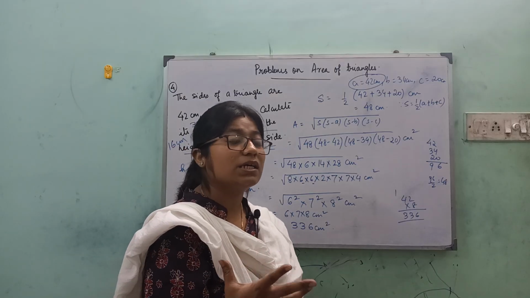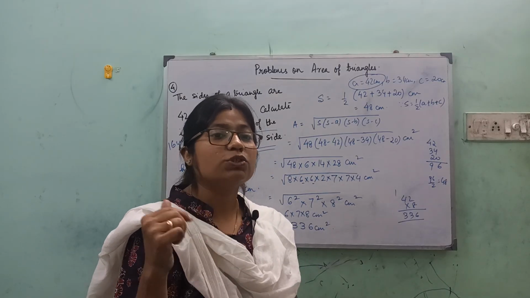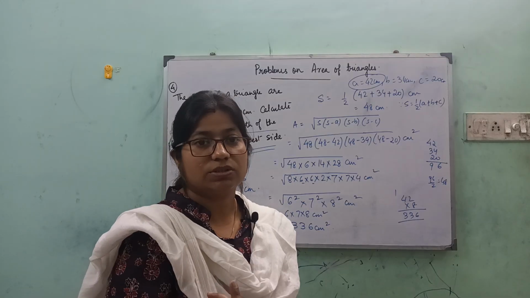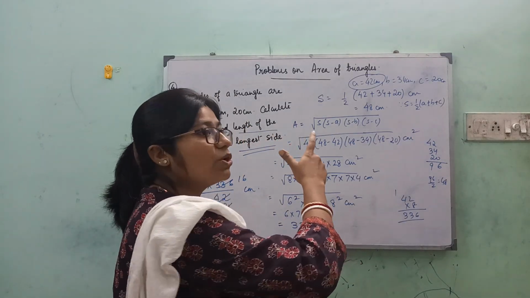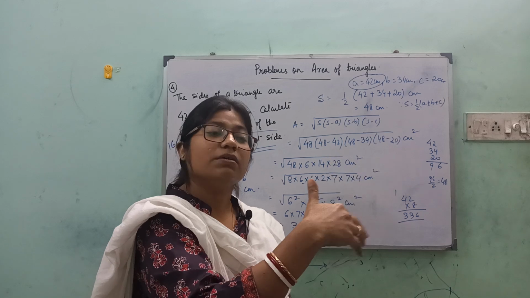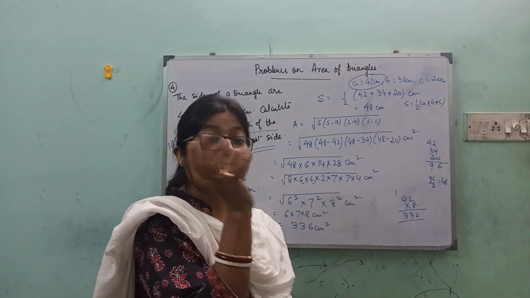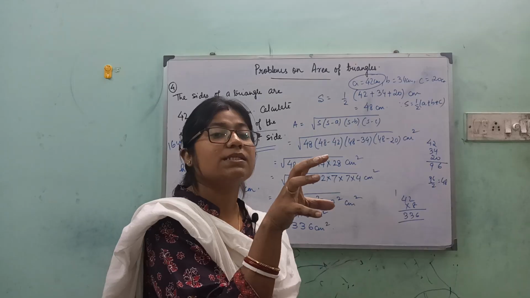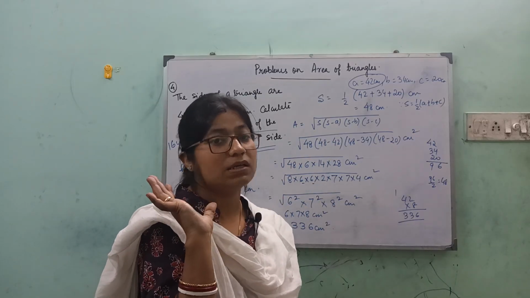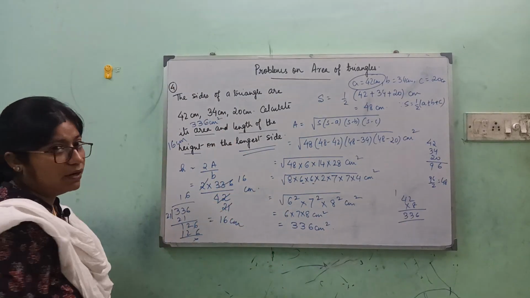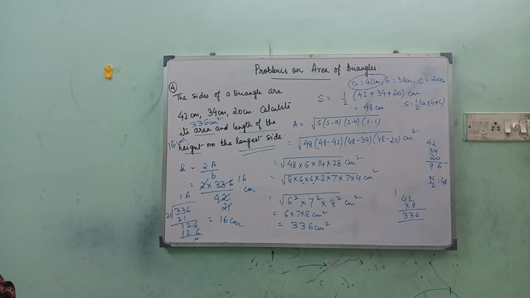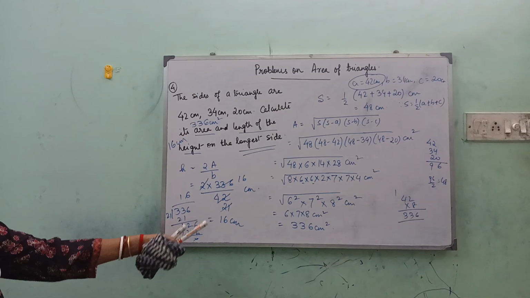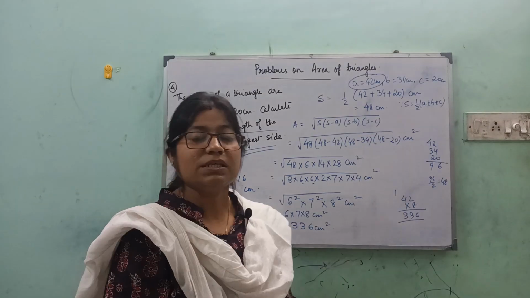What is area? Area is the space that is enclosed within the boundary. So that doesn't change. The different ways of representing the area will change depending on the base and the corresponding altitude, but the area, that is the space inside the boundary, remains the same. So using that we got our answer: the area of the triangle is 336 centimeter square, whereas the corresponding altitude or height on the longest side becomes 16 centimeter. So I hope this sum is clear.